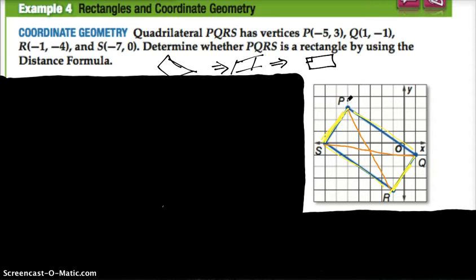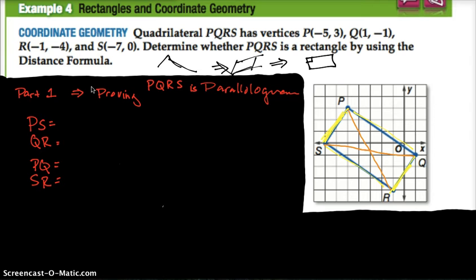Just a little caveat, I would prefer to find PS and QR and make sure that they're congruent, and then prove that they're parallel by doing the slope, change in y over change in x, making sure that the slopes are the same. And if you've got the same slope, you've got parallel, and then we can do that. But we're going to honor what the textbook asks us to do. And so let's go through the work.